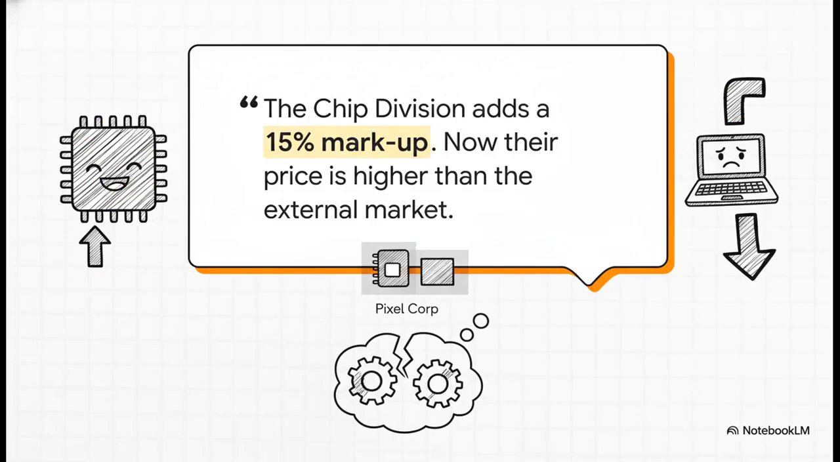And this really highlights the major risk. Sure, the chip division is happy and profitable, but that inflated internal price makes the laptop division's final product too expensive to compete in the market. This could lead the laptop division manager to start buying chips from an outside company, which might be better for their own P&L, but way worse for Pixel Corp's overall bottom line.